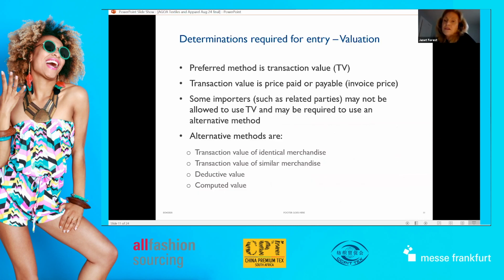Now we're going to get to valuation. The preferred method is transaction value. And this will generally be the invoice price. And legally, it's the price paid or payable for export to the United States. But generally that will be invoice price. Some importers, like related parties, cannot use transaction value, and they might have to use a different method. And these are listed below. 95% of entries are done under transaction value, so the others are not going to come up very much.